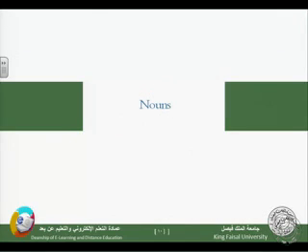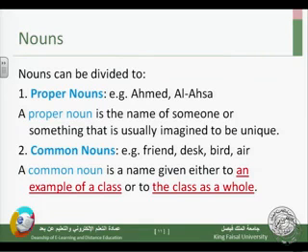Okay, we will move on to discuss nouns. So nouns can be divided into, 1. Proper nouns, like Ahmed and Al-Hasa. A proper noun is the name of someone or something that is usually imagined to be unique. So when we say Ahmed, we imagine that there is a unique person, an individual called Ahmed. When we say Al-Ahsa, we imagine that there is a unique thing, a place that is called Al-Ahsa. So these are proper nouns.